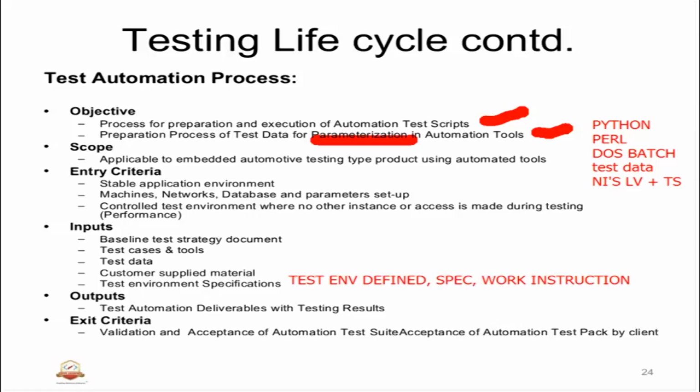The output of the test automation process is test automation deliverables with test results. That means as an output of the testing with the help of automation, we will have the results. That is an outcome of this process. The exit criteria is validation and acceptance of the automation test suite, acceptance of the automation test pack by the client. That means the output of the automation should be accepted by the relevant stakeholders.